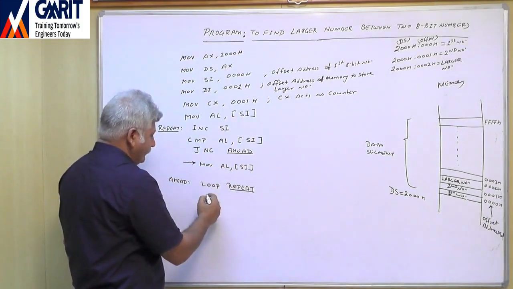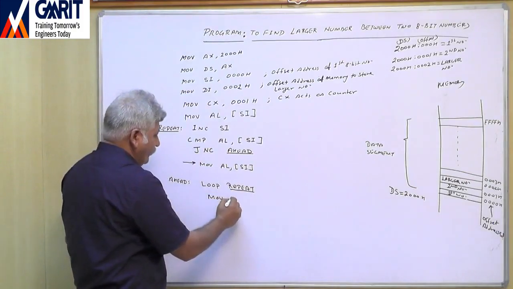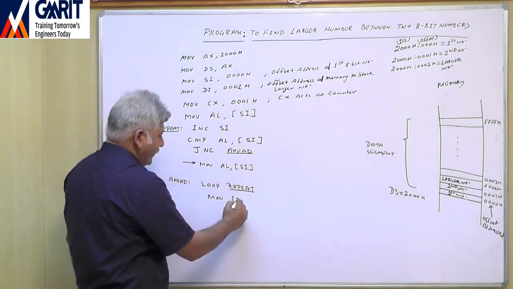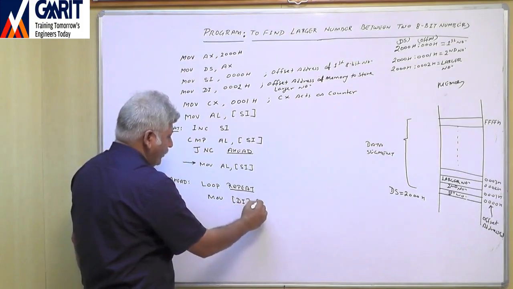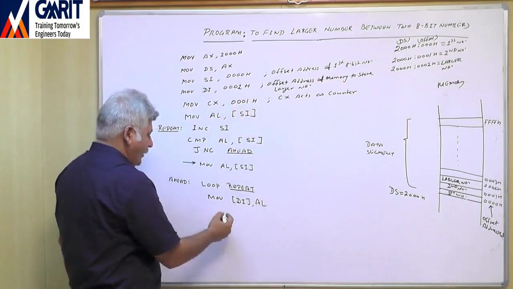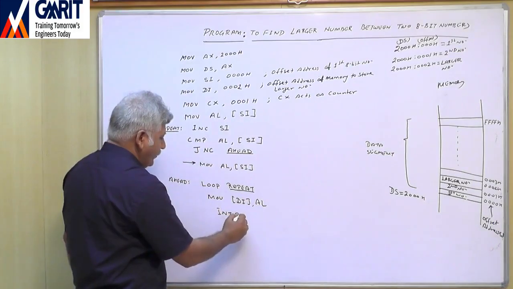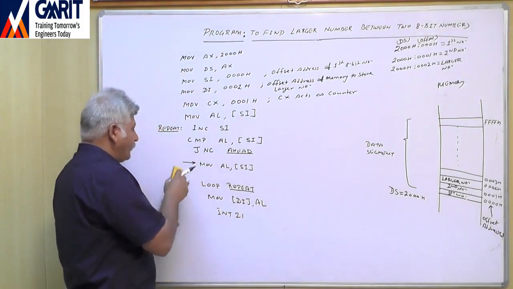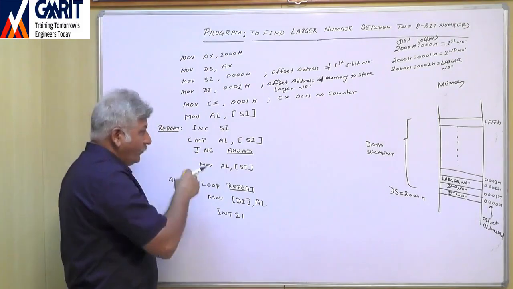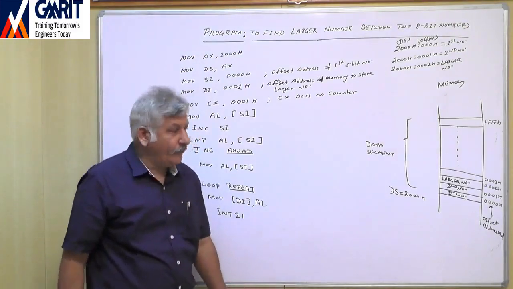And in the last, move within bracket DI, comma AL, and finally we will stop the program by INT 21. This is the program. Now we will see step by step what will happen now.